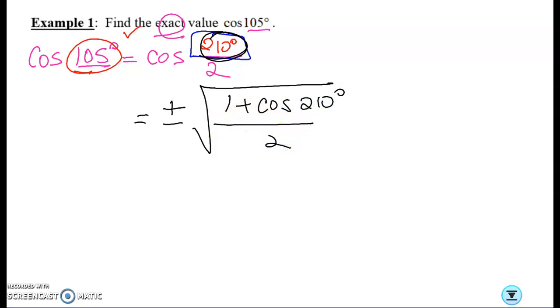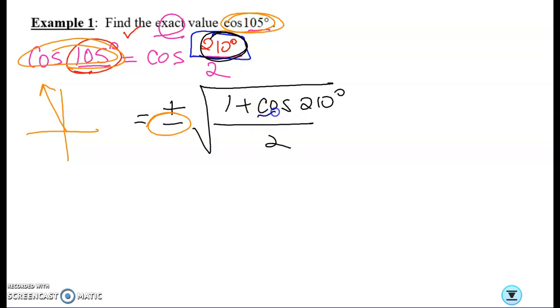All right, let's deal with the plus or minus first. First of all, we are actually finding the cosine of 105. Well, 105 is in the second quadrant. And we know that everything in the second quadrant with regards to cosine is negative. So that means that we don't have to worry about the plus or minus. We know our final answer is going to be negative.